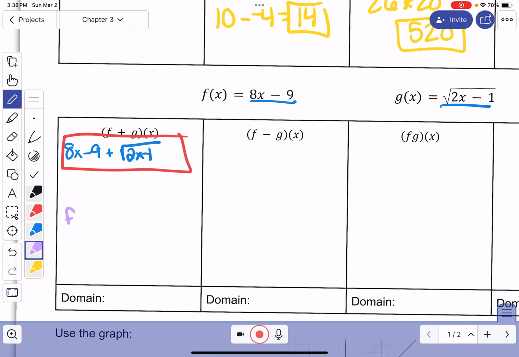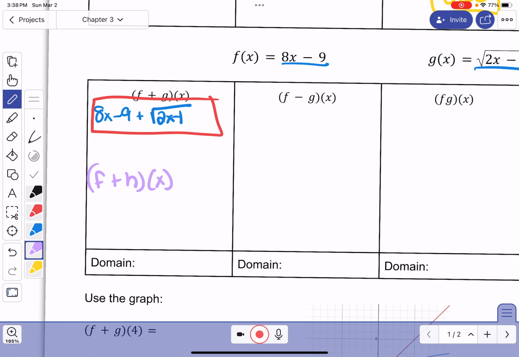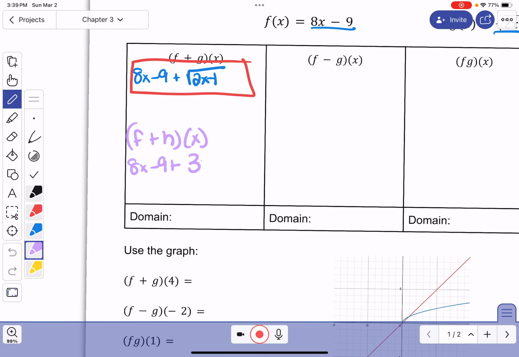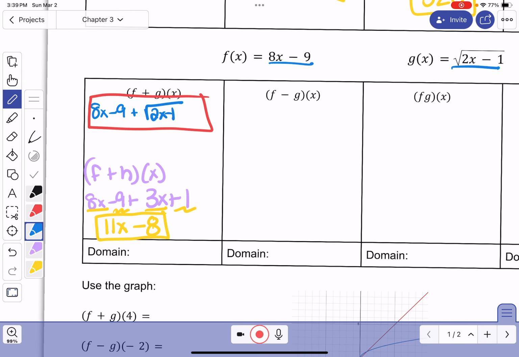If we had f plus h of x, which is that one I just added over here, we would do 8x minus 9 plus 3x plus 1, then combine like terms. So 8x plus 3x is 11x, and negative 9 plus 1 is negative 8. And that would give us this function. So you still have to do your combining like terms. Subtracting would be the same thing with our f minus g: 8x minus 9 minus the square root of 2x minus 1. Again, can't do anything past that.